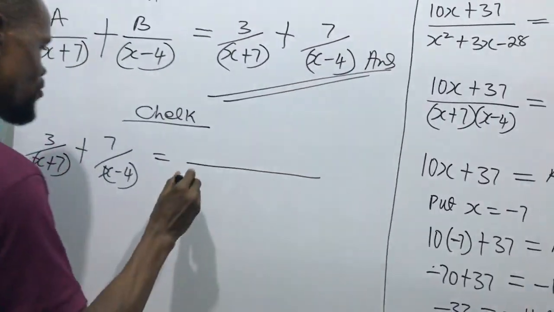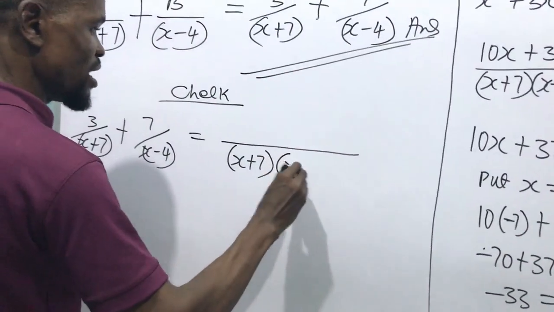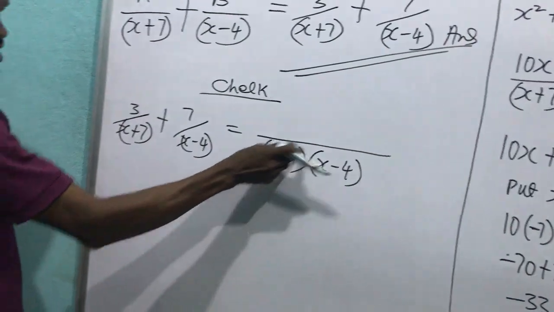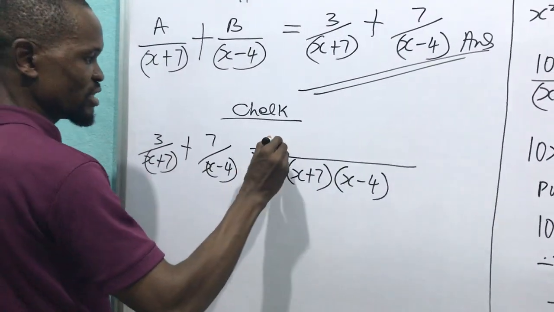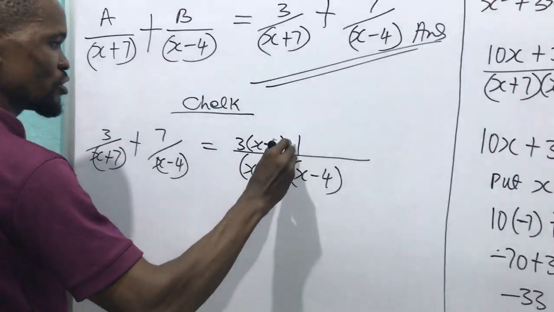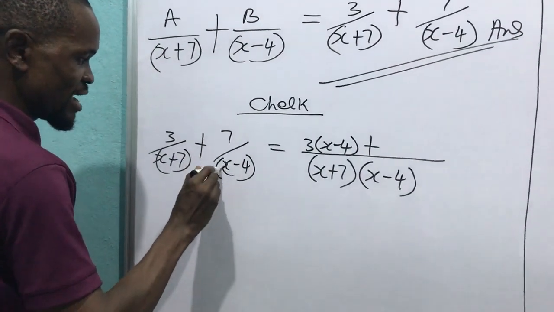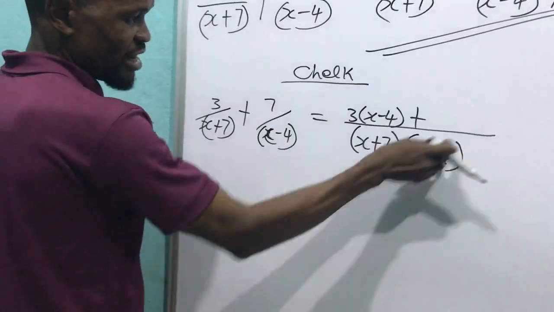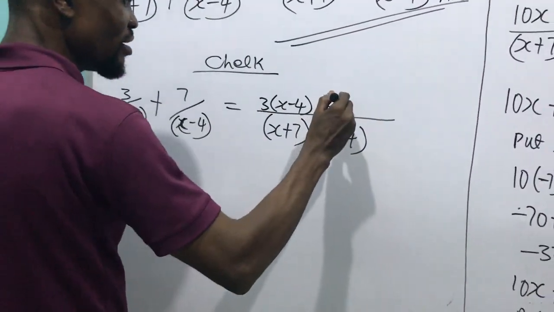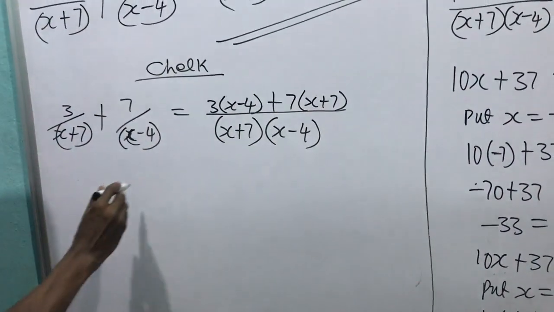LCM, I have x plus 7 into x minus 4. When this comes to divide, it will destroy itself, leaving me with 3 into x minus 4. Then plus, this coming over to divide, it will kill itself. I think you know what I write here, x minus 4. When you come to divide, it will destroy itself, leaving this. This will give me 7 into x plus 7. Then open the brackets.